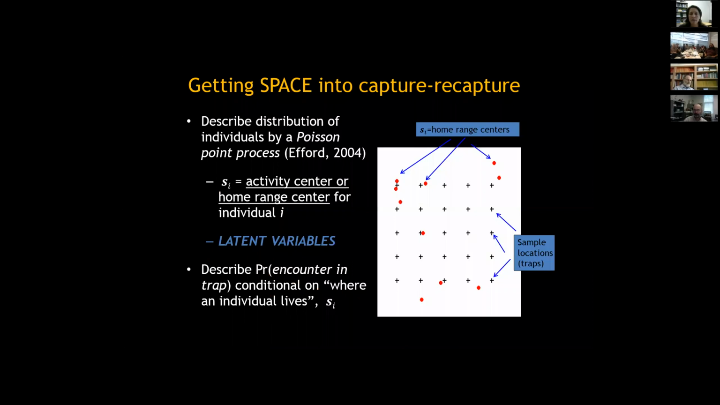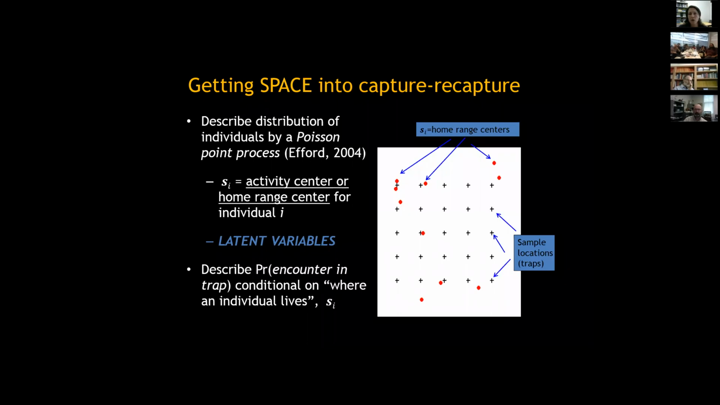So how do we get space into these capture-recapture models? We can think about characterizing a model that describes how individuals are organized or distributed in space. If you think about individuals as point locations, then we can describe the distribution of individuals in space as a Poisson point process. So if we imagine that individuals are represented by points on the landscape, and of course, individuals aren't static, right? They're moving about within some kind of home range. So instead, we can think about these as home range or activity centers.